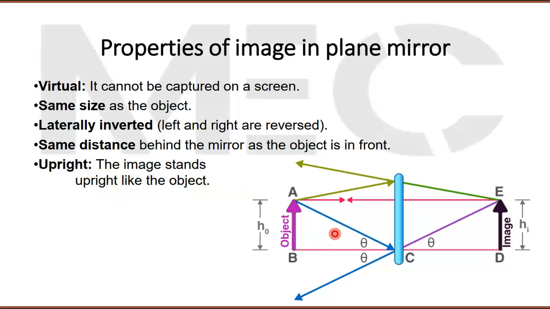We'll see in the upcoming sessions about spherical mirrors. In spherical mirrors, sometimes the image will be inverted, which means, for example, if the object is upright like this, the image is like this, inverted. This is called inverted, this is called upright. So if we stand in front of a mirror, we see ourselves upright and directly, not upside down. Okay, so these 5 are the properties of the image in a plane mirror.